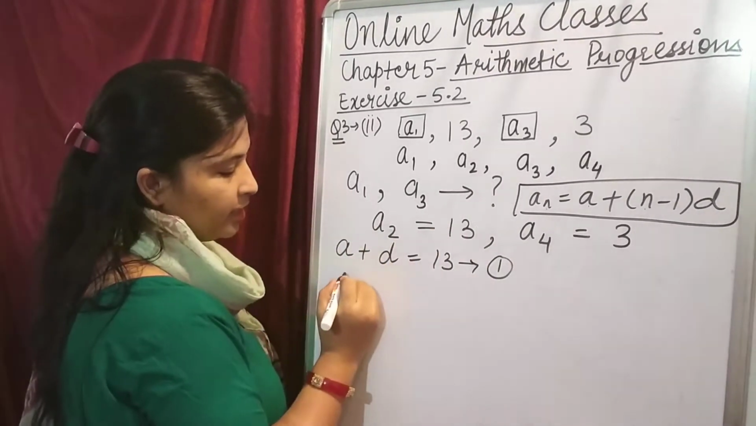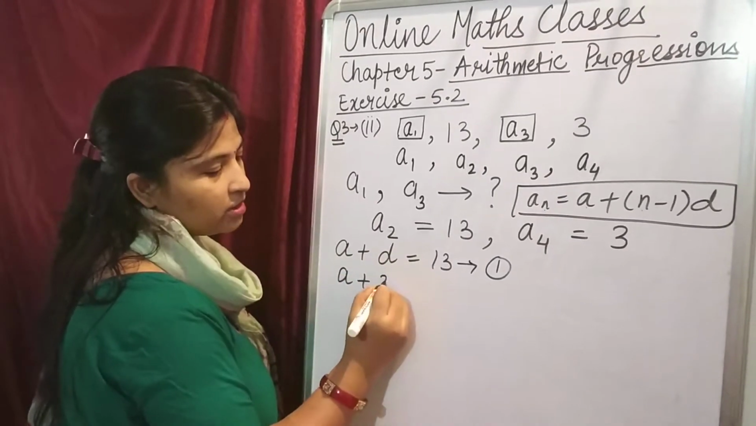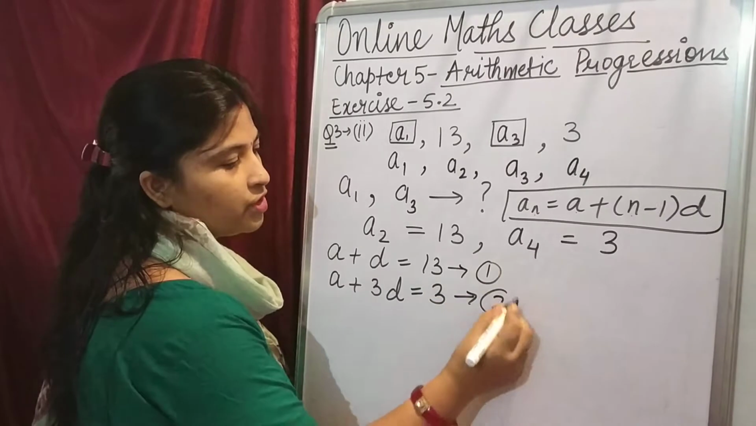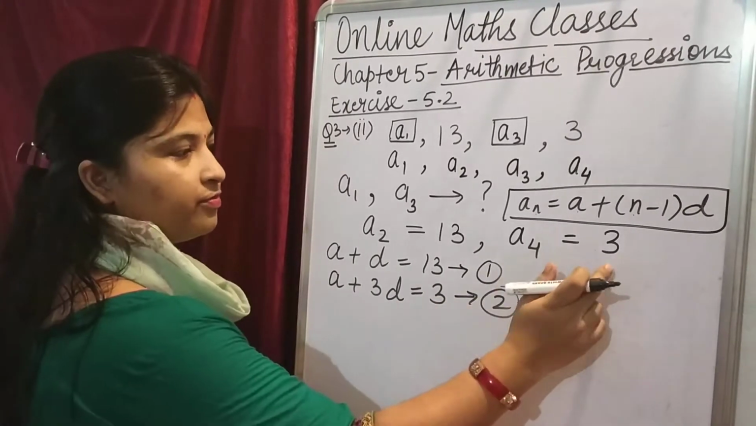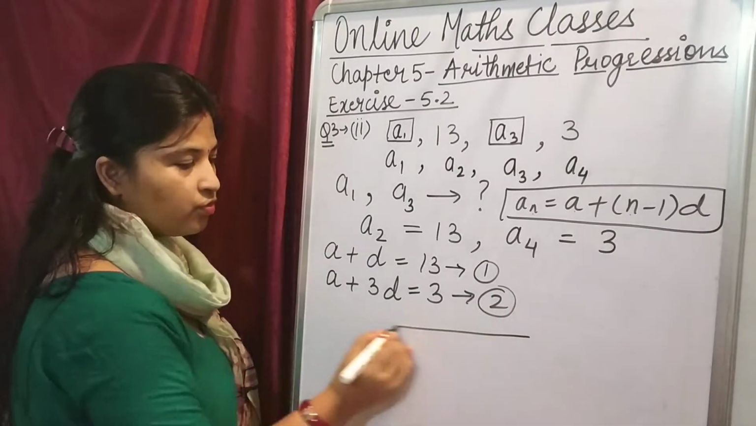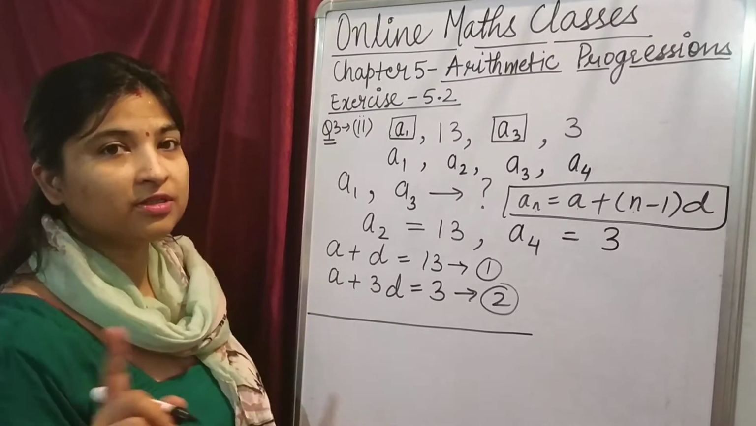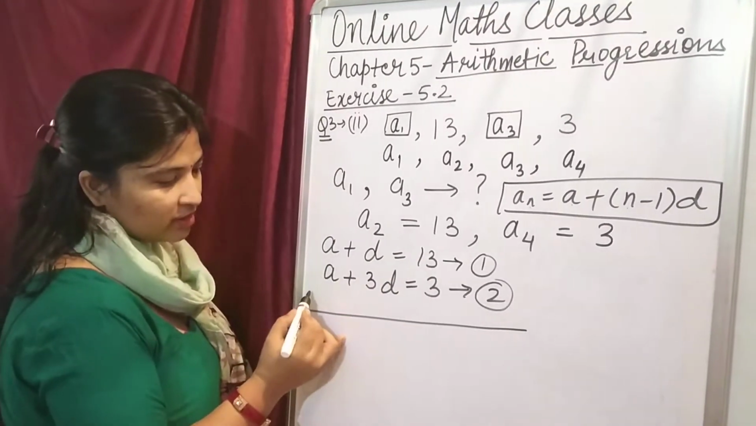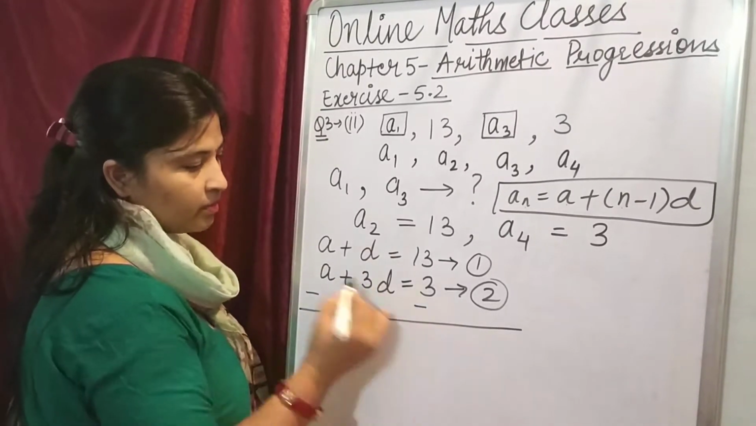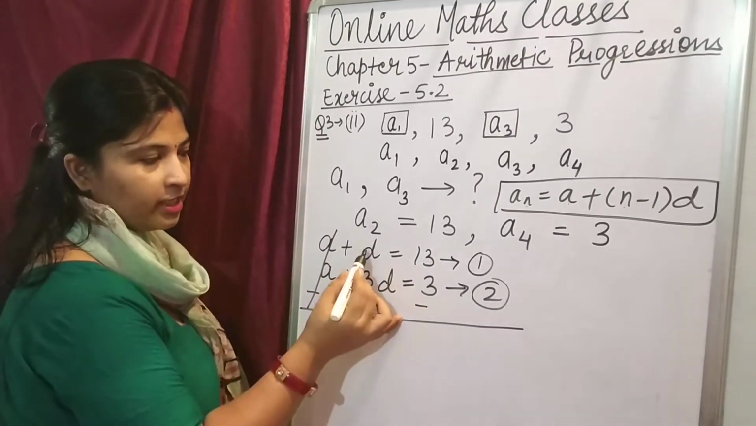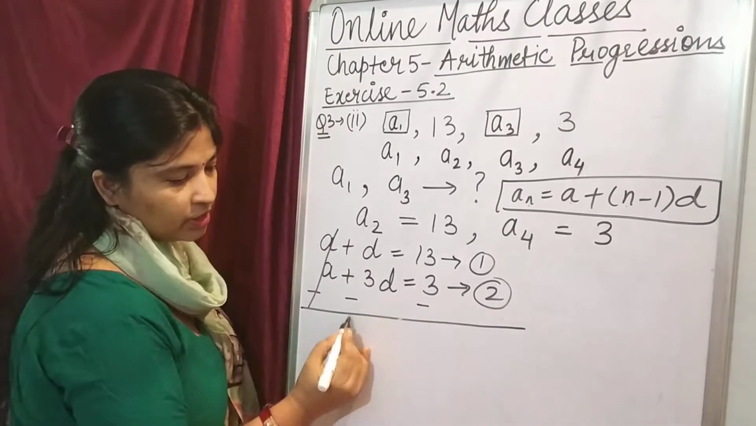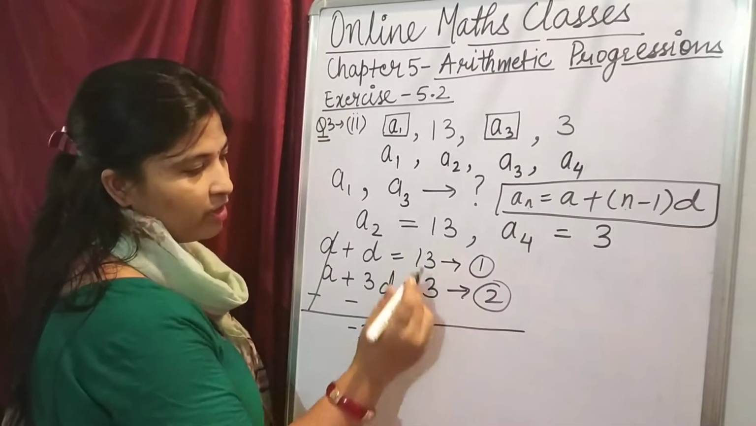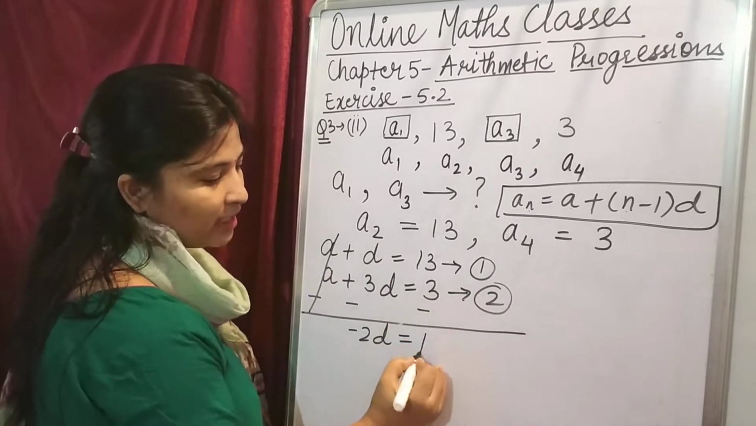Now A4. Can I write A4 as A plus 3D? And that will be 3 only. That is my equation number 2. Now I think you know the elimination method we have done in the third chapter where we had two equations. So I will just subtract them. Can you see? A, A cancels. Now D minus 3D is minus 2D, and that will be equal to 13 minus 3, that is 10.